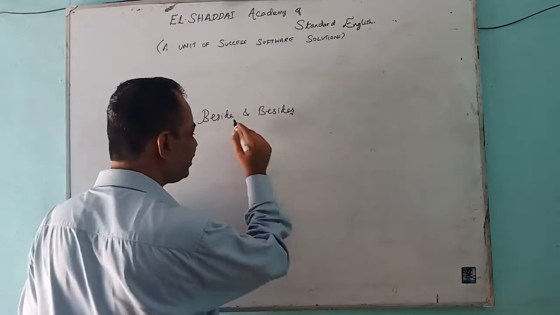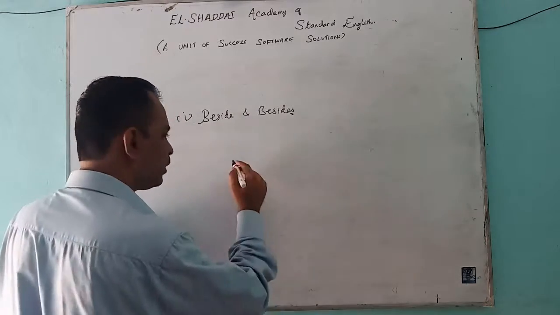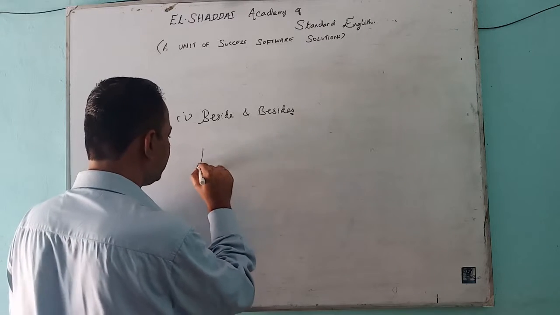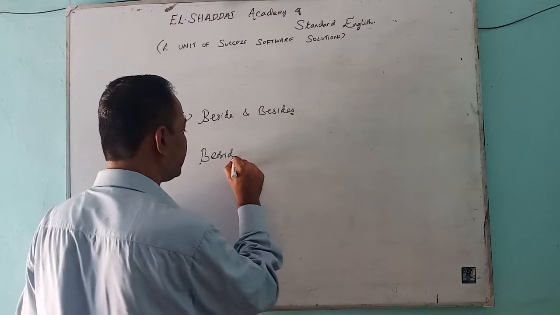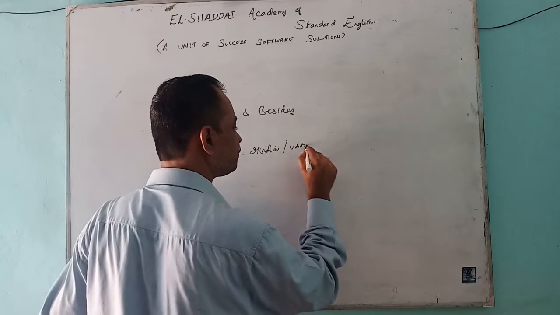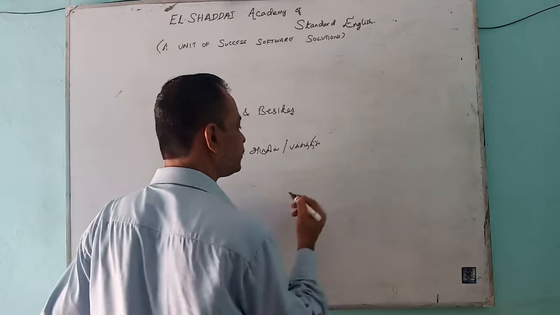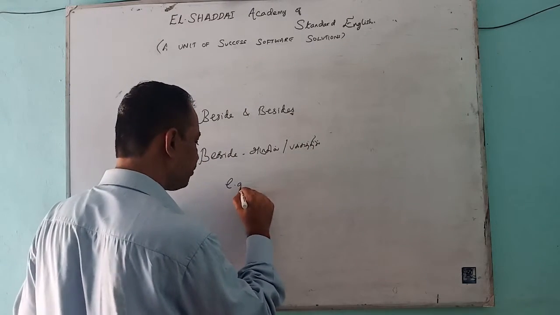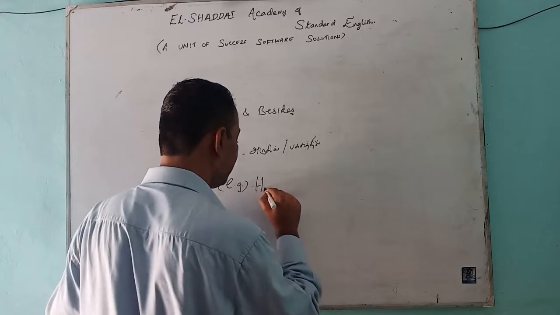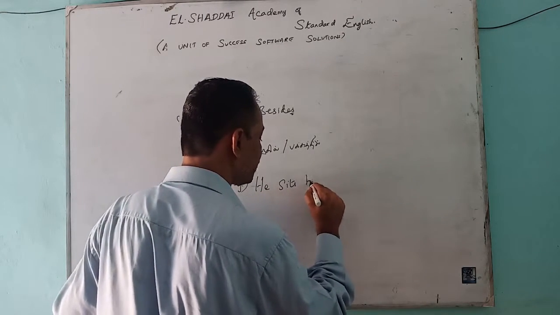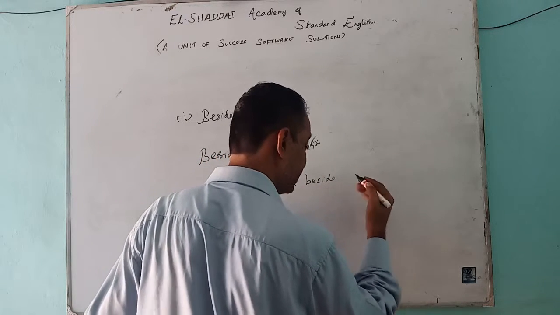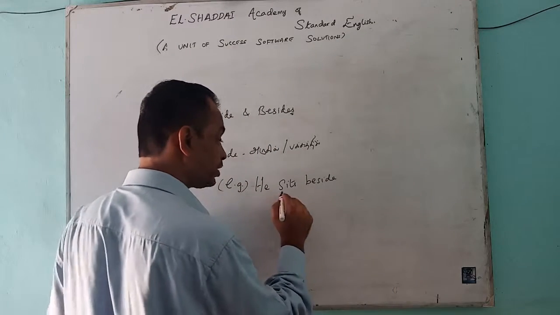Beside in Tamil, we say அருகில் or பக்கத்தில். For example, beside, as I already said, you can say அருகில் or பக்கத்தில். For example, he sits beside me. என் அருகில் அமர்ந்திருக்கிறான், present tense.